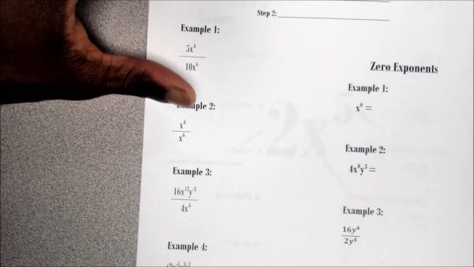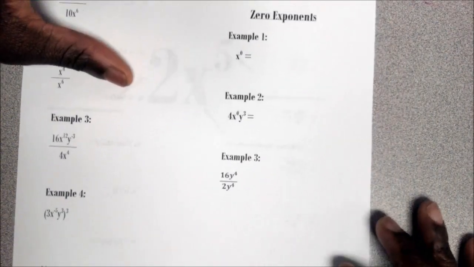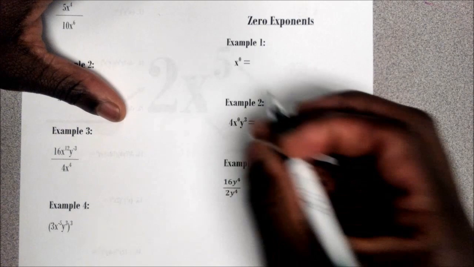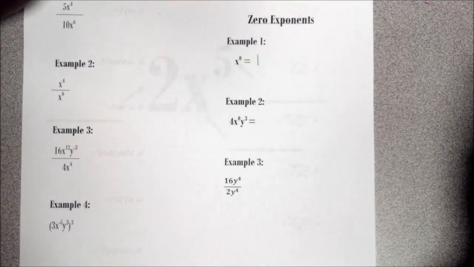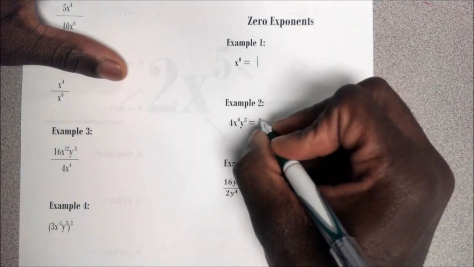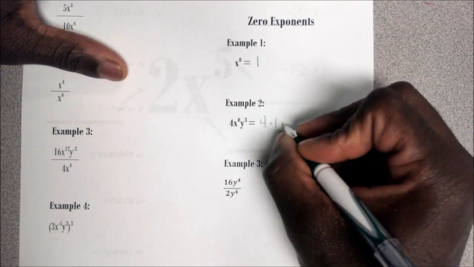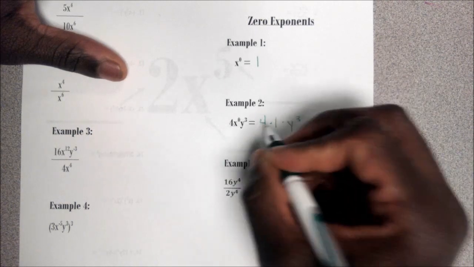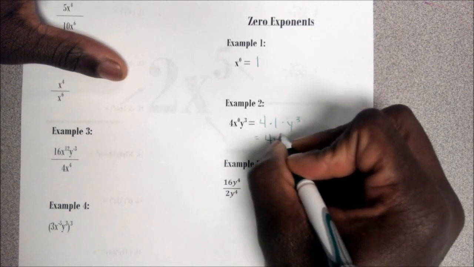Now, we have the negative. Well, let's look at the zero exponents first. Since we know the rules for zero, we already know that anything to the 0 power is 1. It could be 1,000,000 to the 0 power, that equals 1. So we have 4. Remember, x to the 0 is 1 times y cubed. That's 4 times 1, which is 4y cubed.